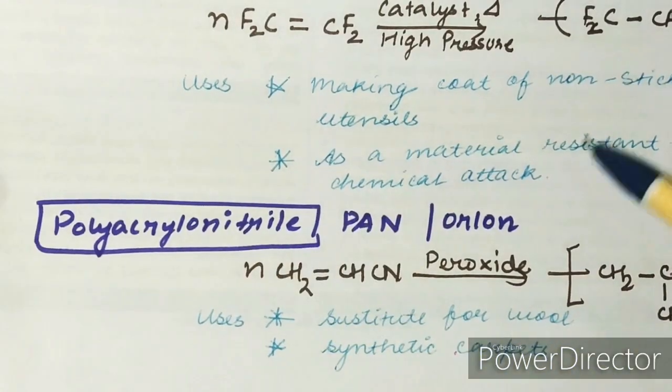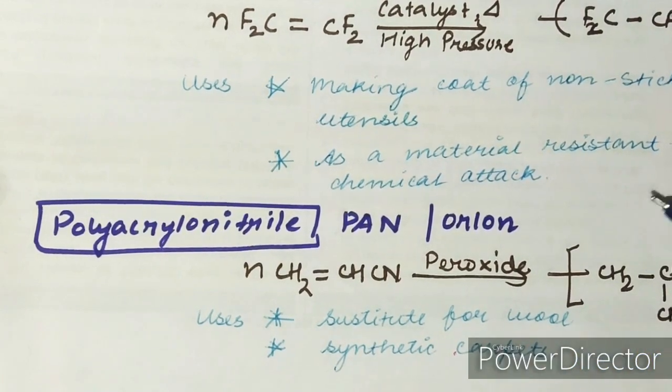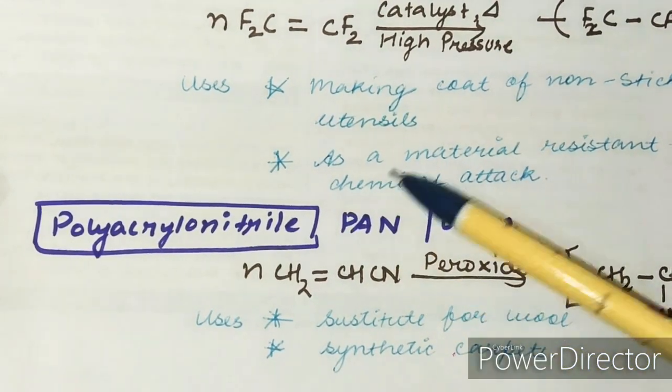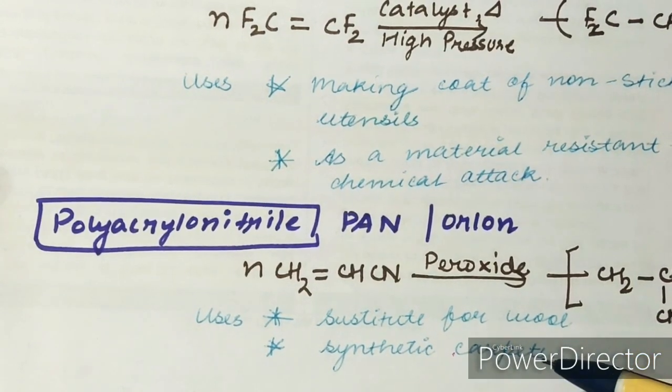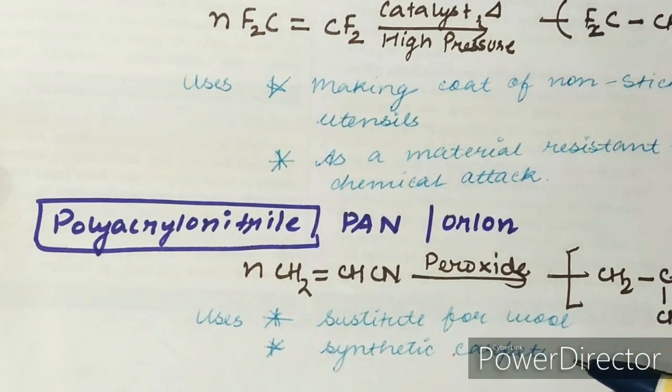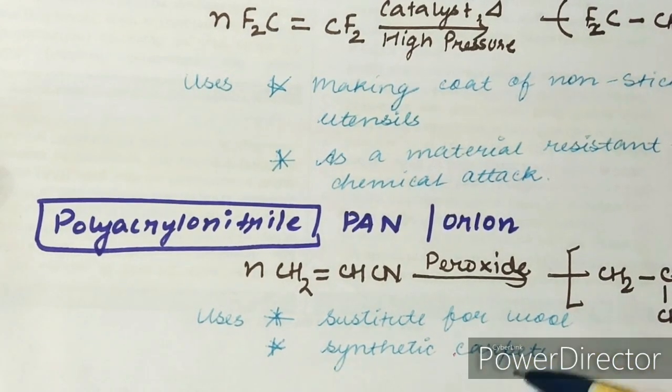Polyacrylonitrile can be used as an artificial wool. So you can substitute the pure wool with polyacrylonitrile and get a cheaper material. It can be used in synthetic carpets. It is not the pure silk carpets or cotton carpets that you used to get. So it is the synthetic carpets.